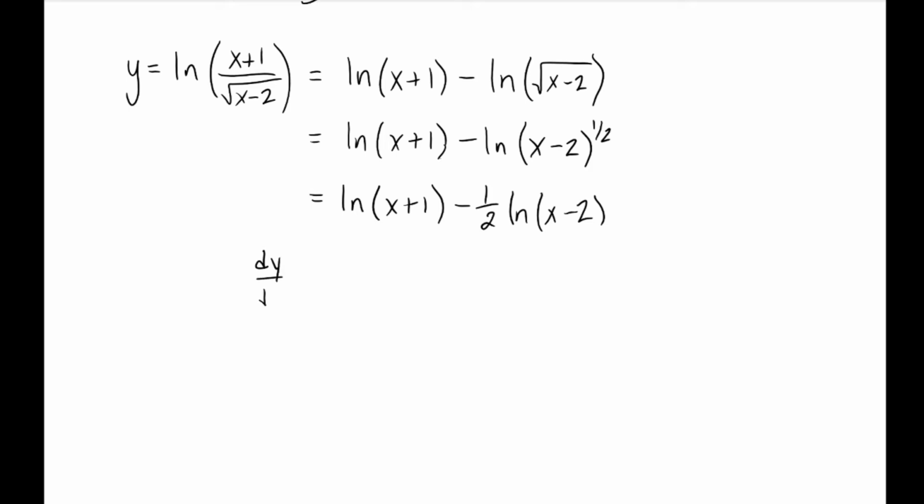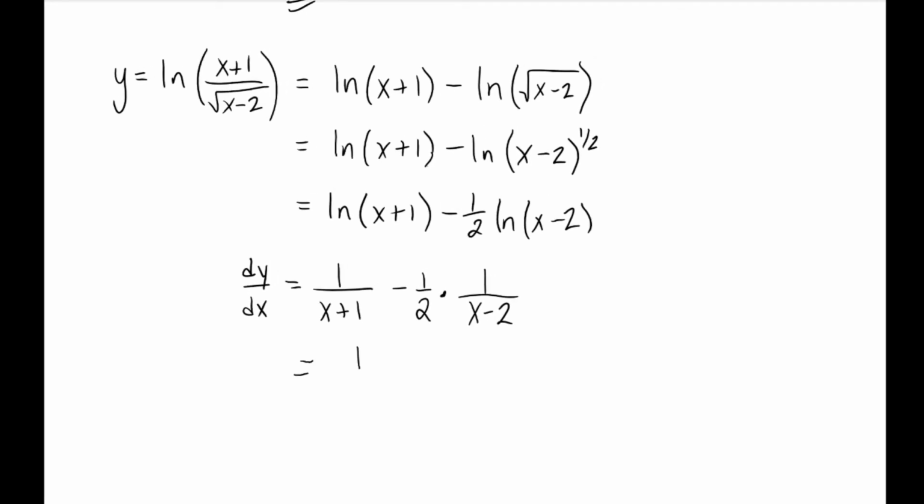Because now when I do dy by dx, for that first logarithm, it's just going to be 1 over the inner function times the derivative of the inner function, which is just 1. And for that second logarithm, that 1/2 is unfazed by the process of taking the derivative. I just need to focus on the ln of x minus 2. And the derivative of that is just 1 over x minus 2 times the derivative of the inner function, which is again just 1. And so now I actually have this fully simplified 1 over x plus 1 minus 1 over 2 times x minus 2. And then I'm pretty much done.